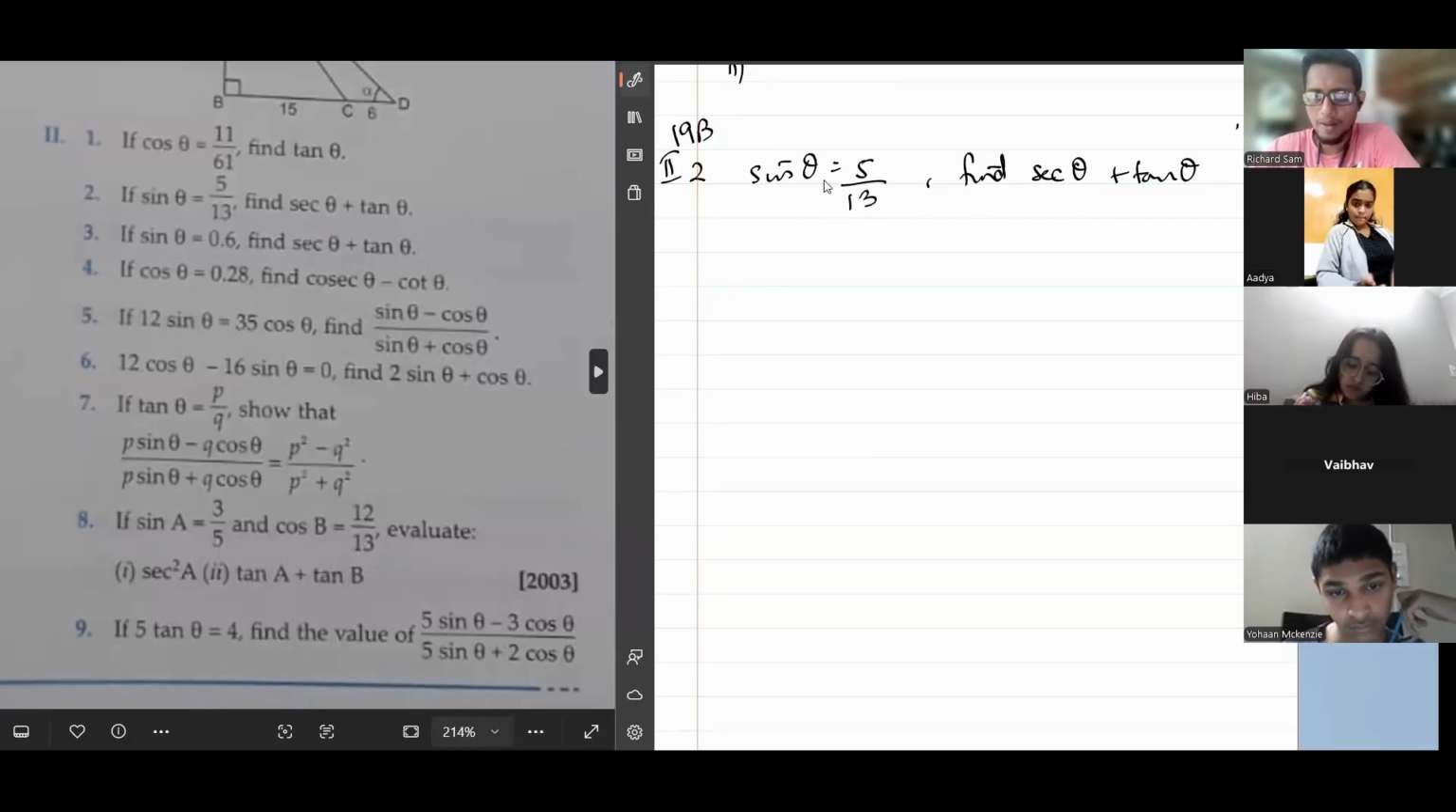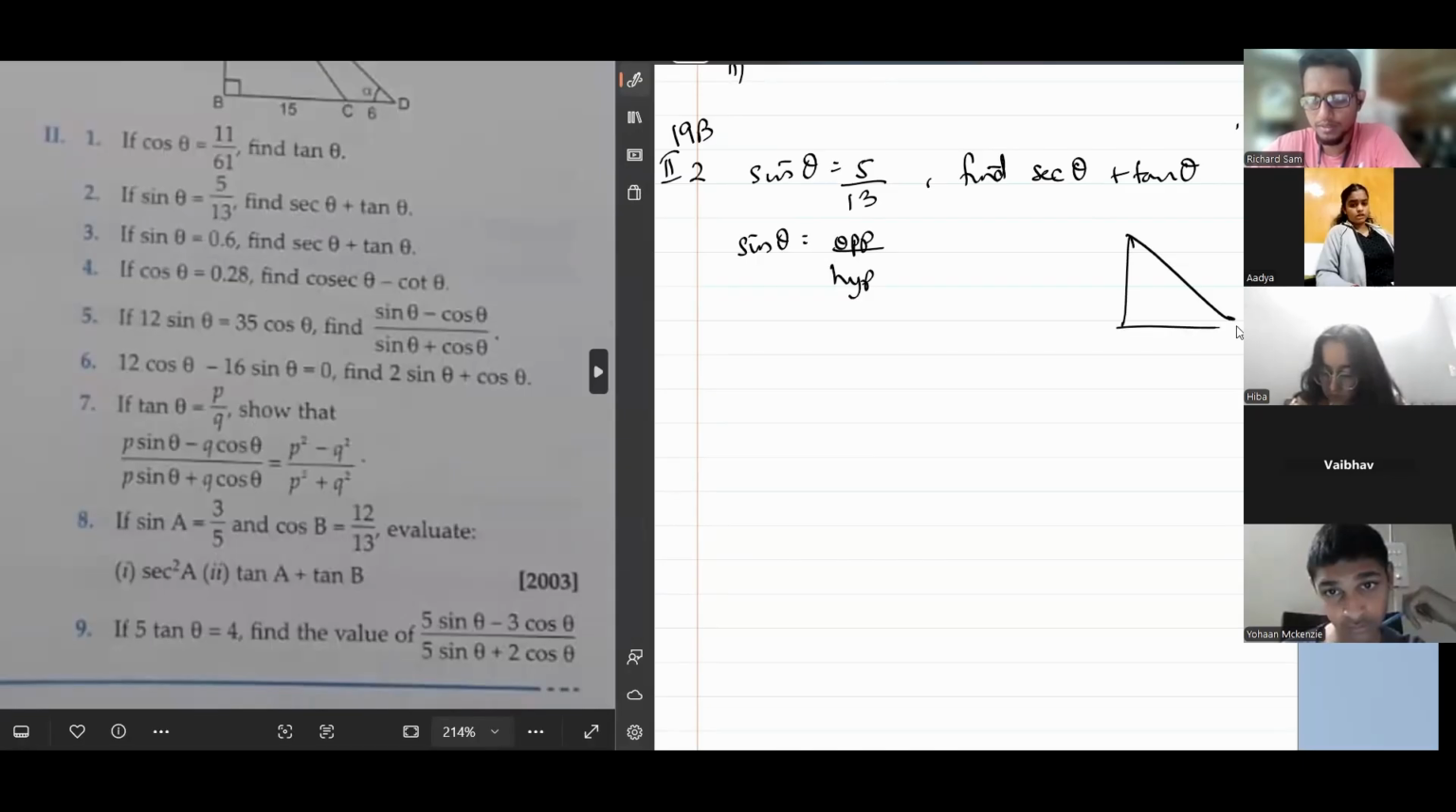What's the first step? So sine theta formula is what? That is opposite upon hypotenuse. So then we draw a triangle, and in the triangle, we put the opposite. We'll call this triangle ABC. If angle C is where the theta is, then opposite to that is AB, which would be 5, and the hypotenuse is 13. So we find BC using the Pythagoras formula.